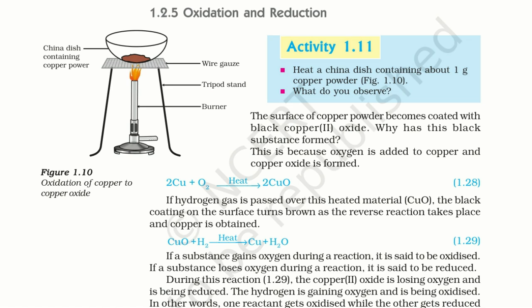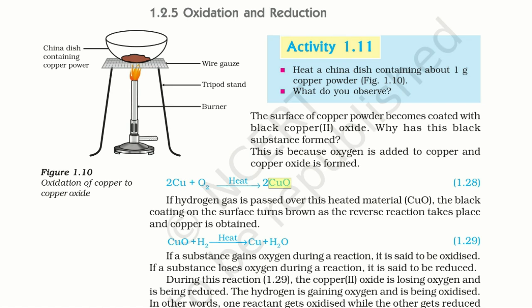Now we shall proceed further with a new reaction, oxidation and reduction. Activity 1.11. Heat a china dish containing about 1 gram of copper powder. What do we observe? The surface of copper powder becomes coated with black copper oxide. This is because oxygen is added to copper and it becomes copper oxide. So here you can see the chemical reaction. When copper is heated, it becomes copper oxide.